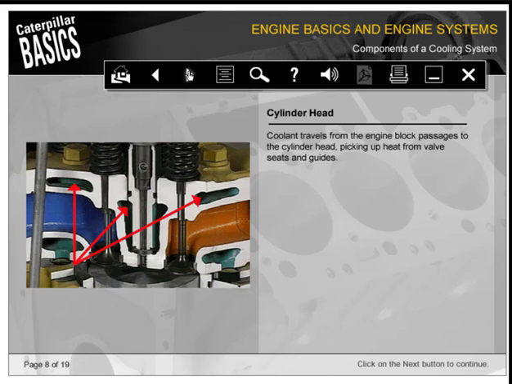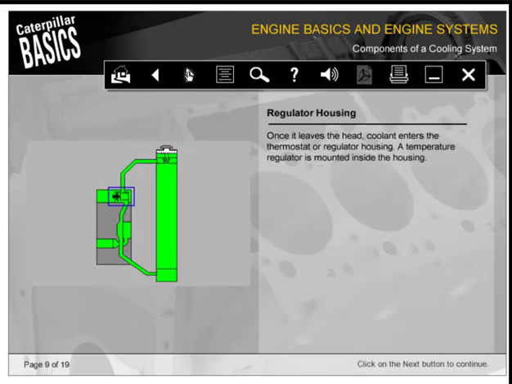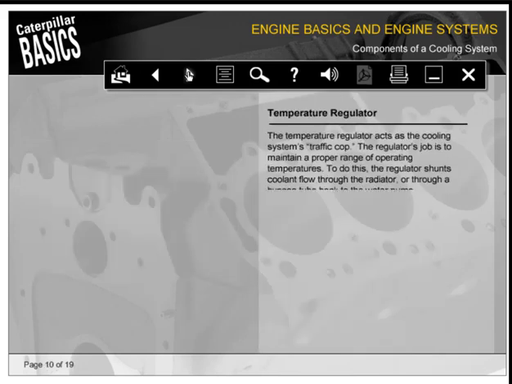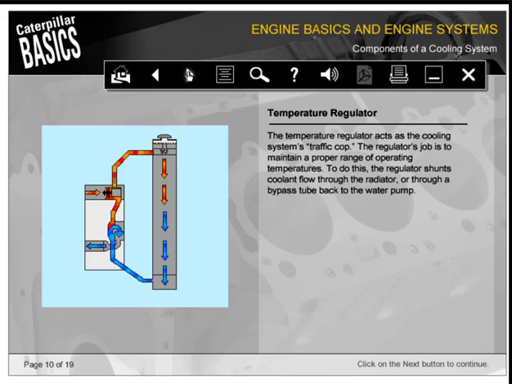Coolant travels from the engine block passages to the cylinder head, picking up heat from valve seats and guides. Once it leaves the head, coolant enters the thermostat or regulator housing. A temperature regulator is mounted inside the housing. The temperature regulator acts as the cooling system's traffic cop. The regulator's job is to maintain a proper range of operating temperatures.